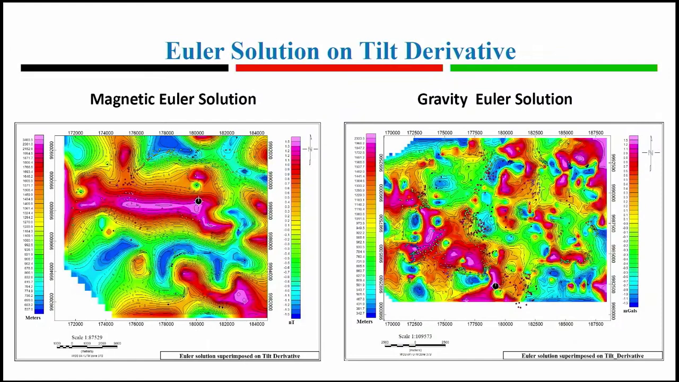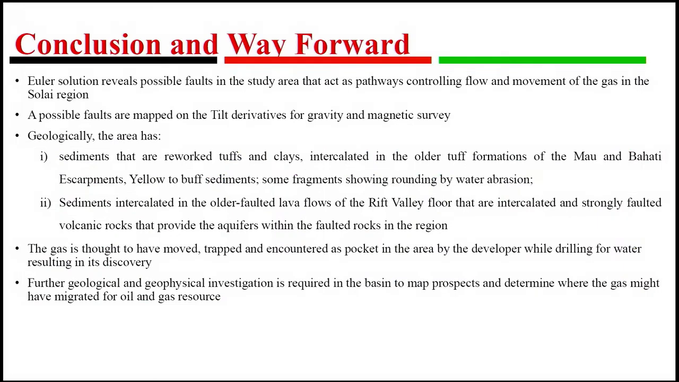When you lay them down, you find that around there, the tilt derivative on the Euler solution shows that the fault is within that particular region. I'm almost done, thank you. Finally, we can see that the Euler solution in this case reveals the pathways that control the flow of the gas. This gas is thought to have moved and been trapped as a pocket in the area, struck by the developer while drilling for water.